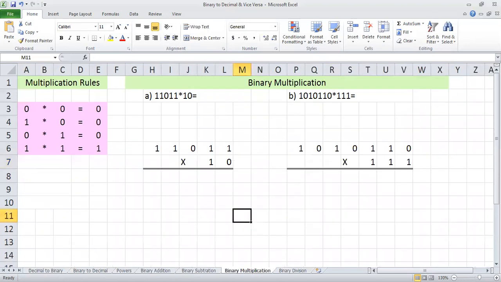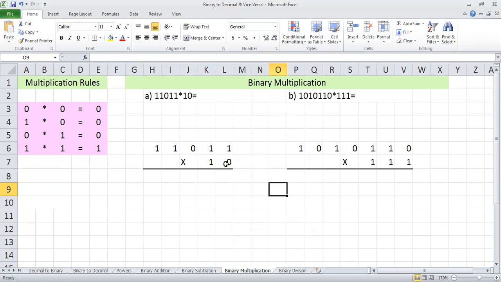Now let us understand how to do binary multiplication. Again, we have some rules for multiplication also. And these rules are the same as normal decimal multiplication. So nothing is new in binary multiplication. 0 multiplied by 0 is 0. 1 multiplied by 0 is 0. 0 multiplied by 1 is 0. And 1 multiplied by 1 is 1. So nothing is new. Everything is the same as decimal numbers.